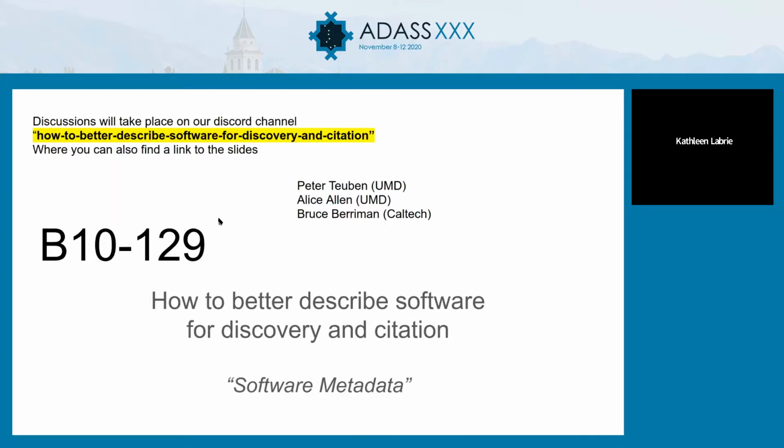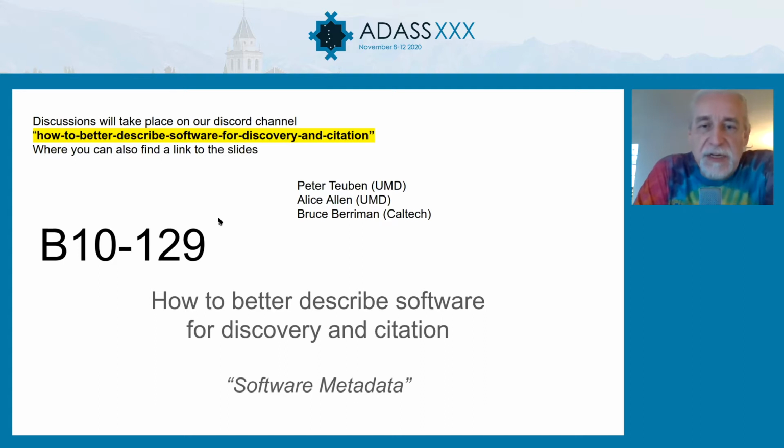Yeah, great. So here we are: how to better describe software for discovery and citation. We've talked about that in the past many times. We're talking really about software metadata. How can we describe the software, and what is actually the software metadata besides your tar, your zip, your GitHub repo that you have somewhere.